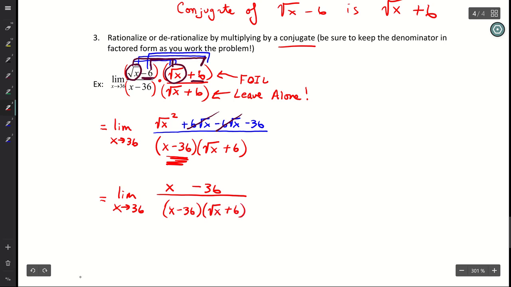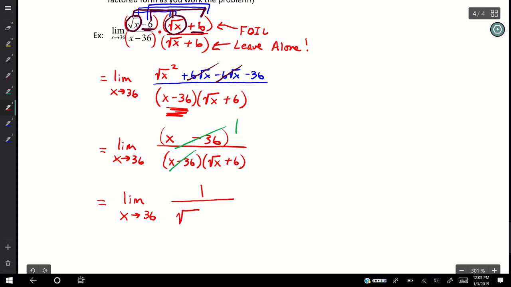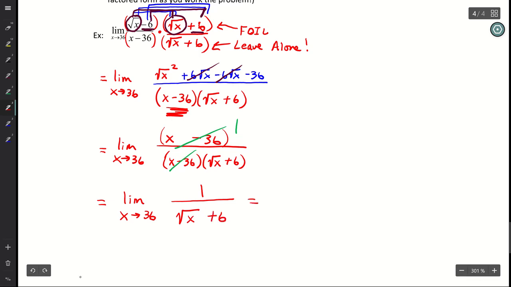Now notice the top is a factor that's going to cancel with that bottom factor. Make sure to remember there to put a 1 to hold place since you've canceled out the entire numerator. We're still going to keep the limit as x approaches 36 because we've not yet plugged in 36. We have a 1, and then we now have only root of x plus 6 left in the bottom, and now we can plug in. So 1 over square root 36 plus 6. We remove the limit, and then we can reduce. Square root of 36 is just 6. 6 plus 6 in the bottom is 12, so this becomes 1 over 12.